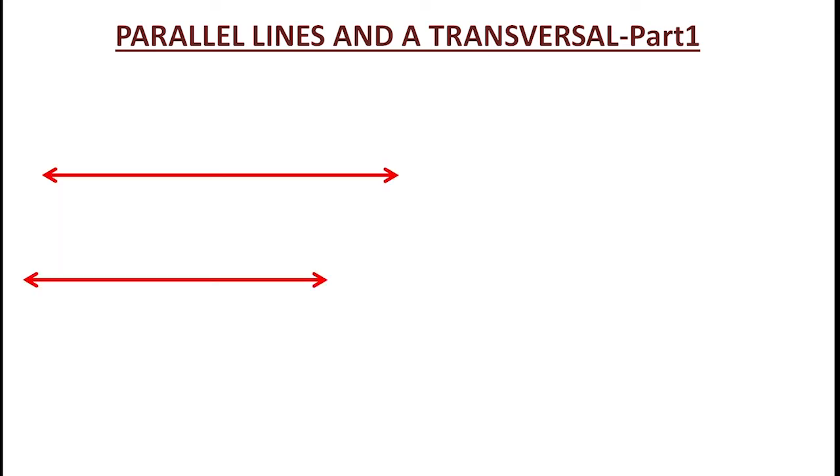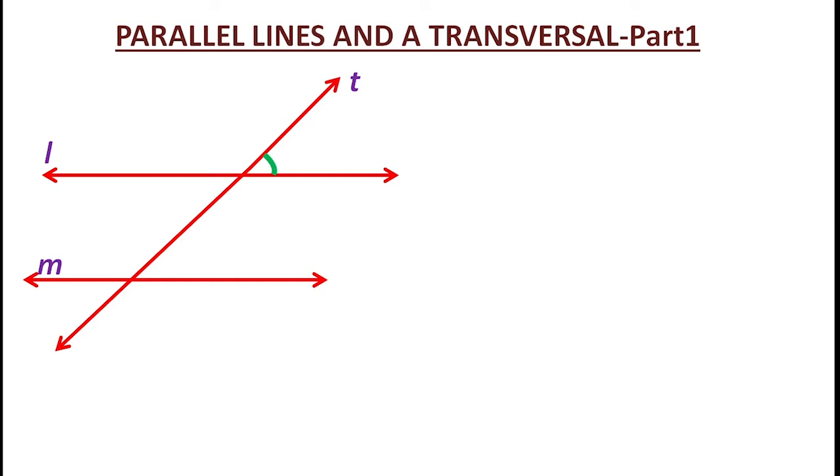Here I drew two lines L and M. They are parallel, that means the distance between them is constant everywhere, and T is the transversal. The transversal cuts the parallel lines at 2 points.